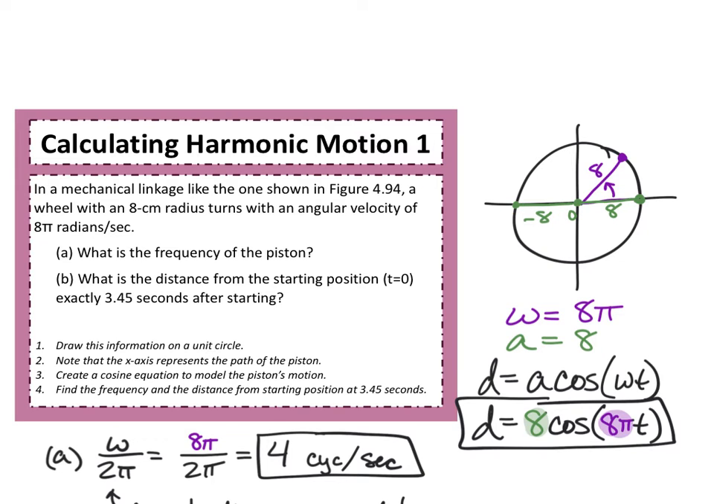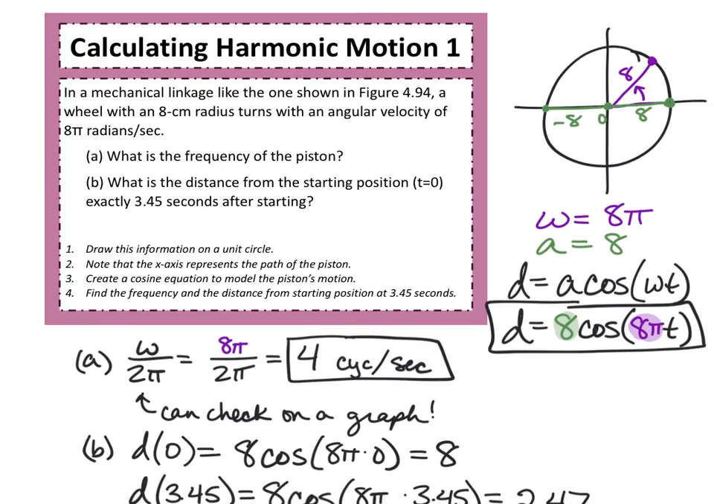So if we're going to write the equation of this formula for this piston, since it starts out at 8, we're going to use cosine, and 8 is my amplitude, and 8 pi is the angular velocity, again, given to us. So we know the formula is d equal to 8 cosine of 8 pi t. And d, remember, stands for distance.